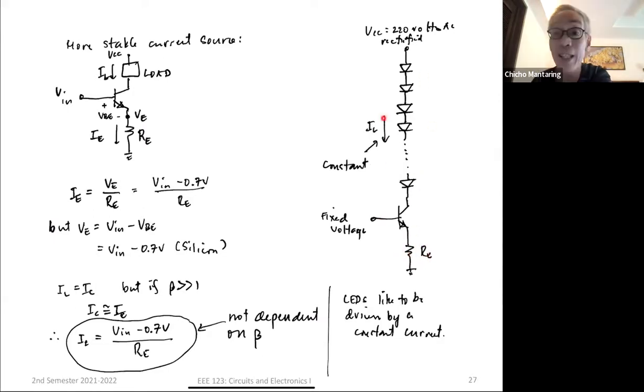It doesn't matter how many LEDs I have here. In fact, I noticed it was the same circuit for a bulb with 20 LEDs and a bulb with 10 LEDs. Regardless of the number of LEDs, as long as your supply voltage is large enough, and this is very large because it is 220 volts rectified, the same current will flow. So you will have the same brightness coming out, whether it's 20 LEDs or 1 LED. Anyway, that's just something on the side.